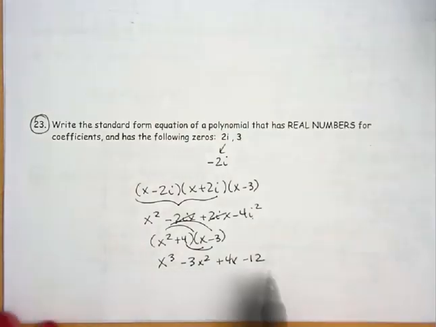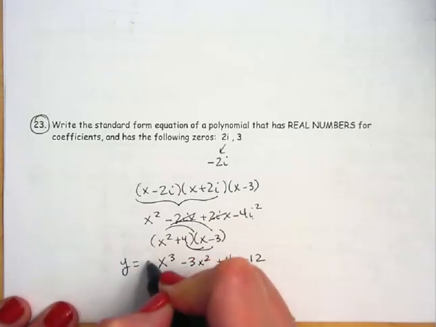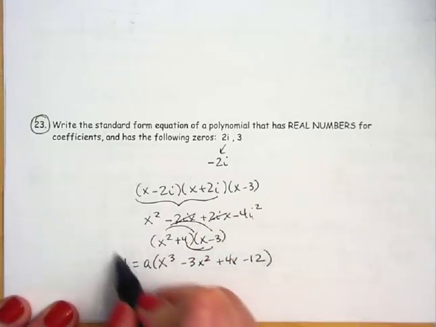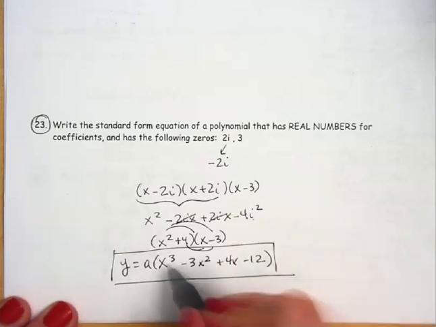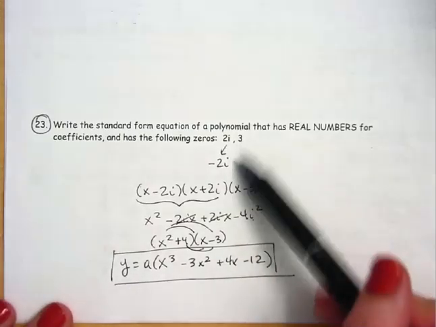And then you're done. No terms combine. You can put an A here as a placeholder. That is your standard form equation with a degree of 3 and these zeros.